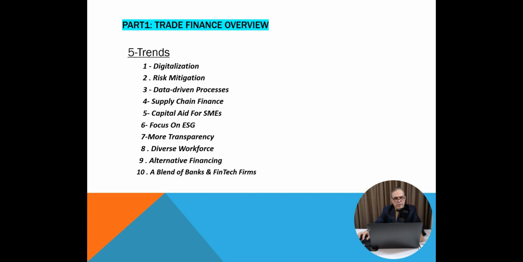Trends in trade finance include 1. Digitalization. 2. Risk mitigation. 3. Data-driven processes. 4. Supply chain finance. 5. Capital aid for SMEs. 6. Focus on ESG. 7. More transparency. 8. Diverse workforce. 9. Alternative financing. And 10. A blend of banks and fintech firms.